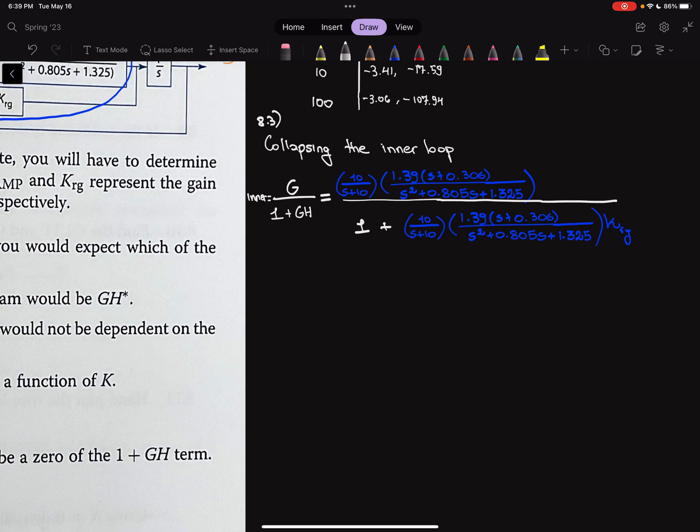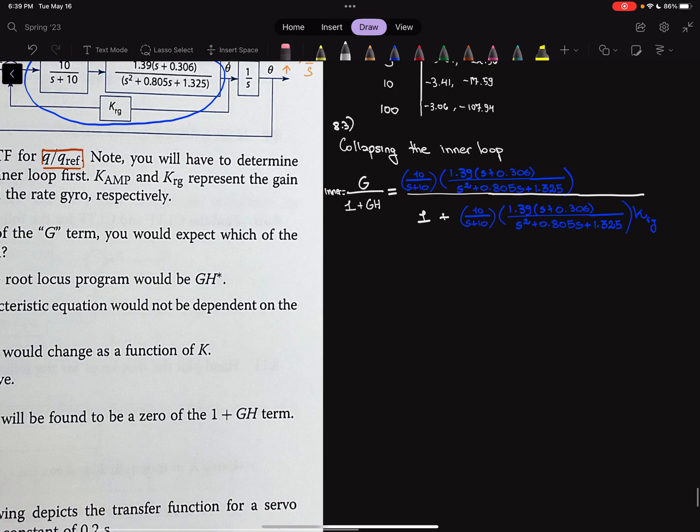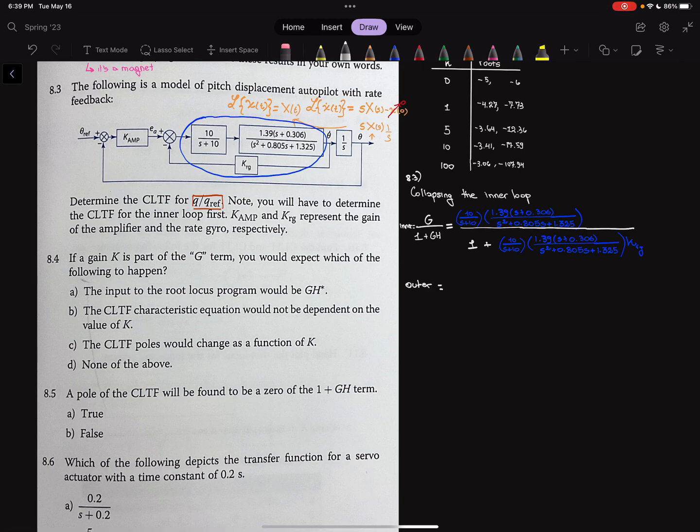So that's what we have for the inner loop. Now we want to find the outer loop. And to find the outer loop, what we want to do is the same process. But now the outer loop is going to be everything in the forward path, which is going to be, well, the first thing that you encounter is K-amp. So that's part of G, because we're using the same formula. It's still going to be G over 1 plus GH. But now our G is everything in the forward path of the outer loop. So it's going to have K-amp and the G for the inner, what we called inner.